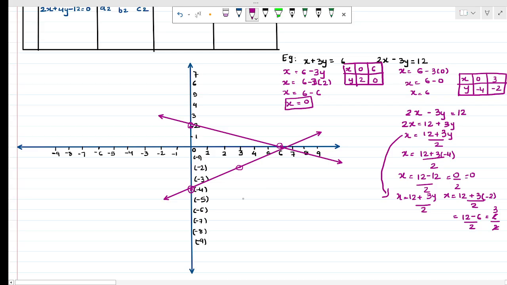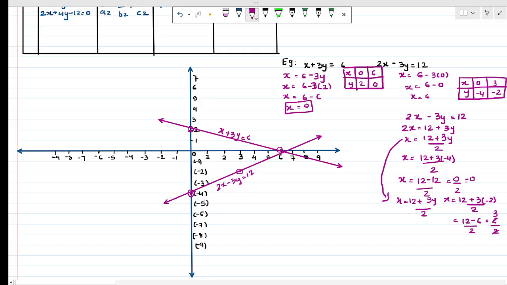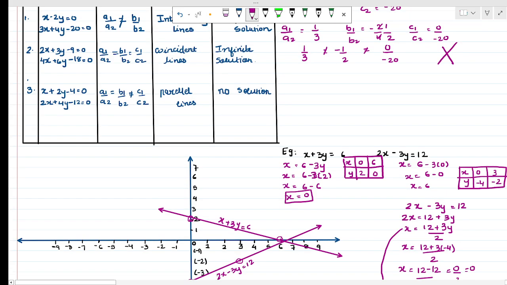Okay, as you can see over here, when I am drawing my graph, it is intersecting at one point. That means they will have one intersecting point in common. So this is the graph for x plus 3y equals 6, and this graph is for 2x minus 3y equals 12. When I solve this, I will get my graph as intersecting lines. Understood? Now moving ahead, we have another type of graph as well.